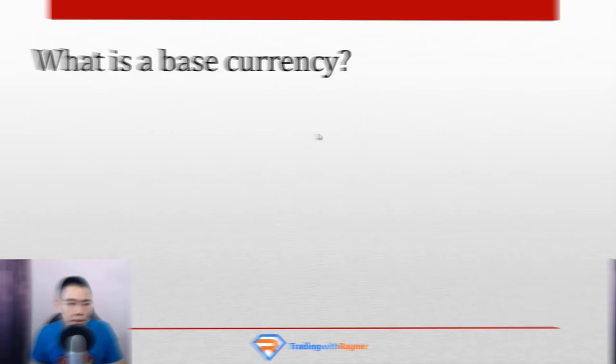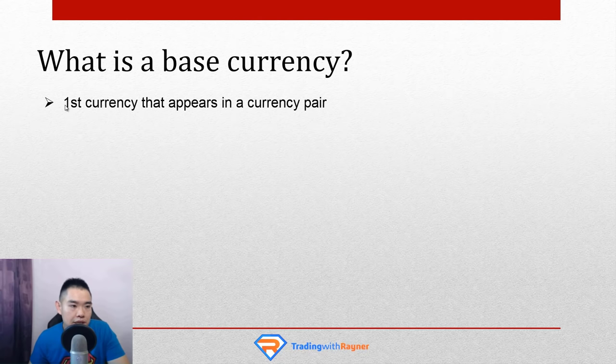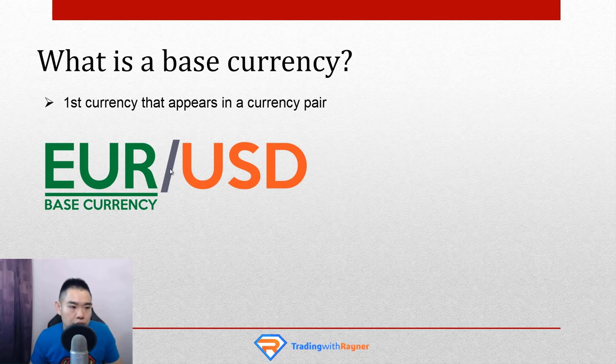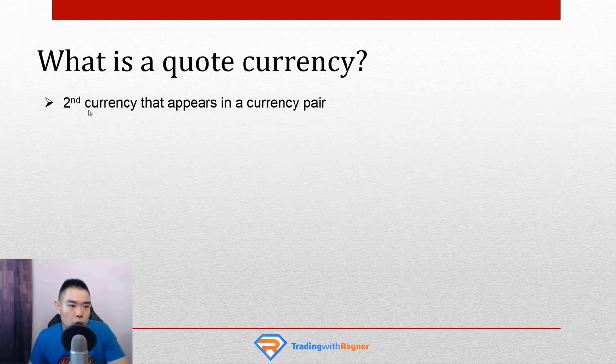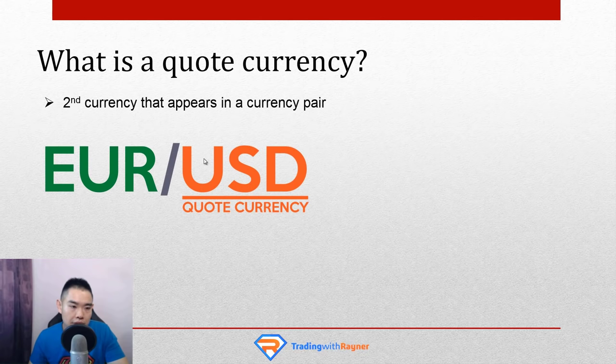Moving on. What is a base currency? Let me explain. A base currency is, in essence, the first currency that appears in a currency pair. So for example, euro against the dollar, the first currency of the pair is called a base currency, and I'll explain why shortly. So what is a quote currency? The quote currency is the second currency that appears in the currency pair. And for the euro-dollar example, the US dollar is the quote currency.